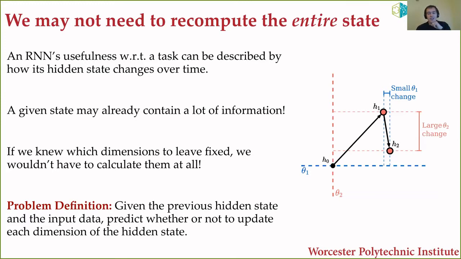And so specifically the problem definition is, given the previous hidden state of an RNN and the new input data, predict whether or not to actually update each dimension of the hidden state in a binary way. So either update it or don't update it, and then actually apply this update.